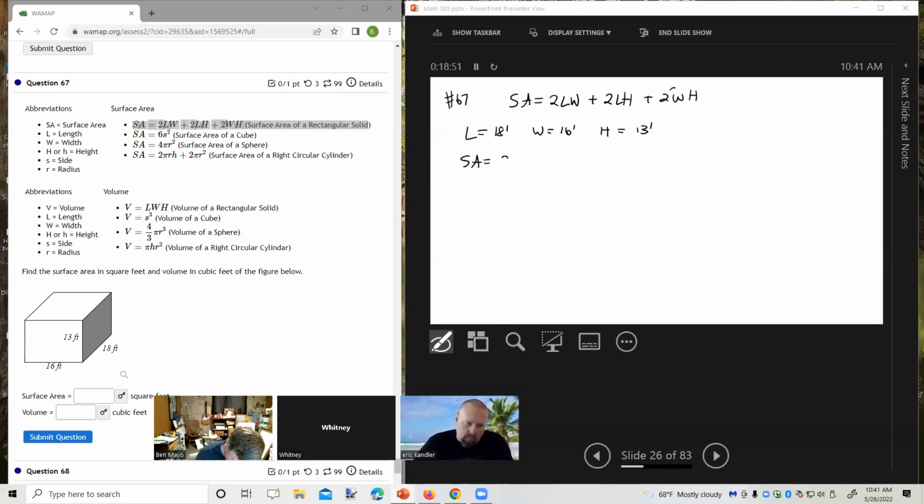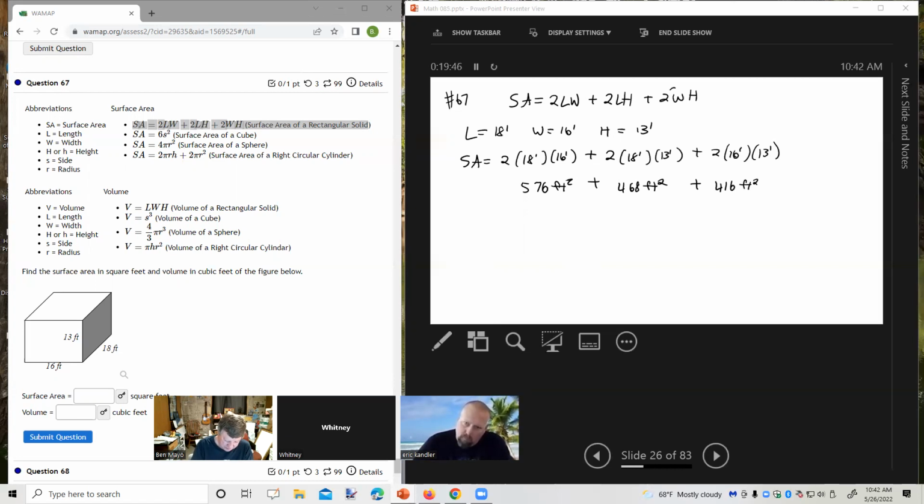So the surface area is going to be 2 times 18 feet times 16 feet plus 2 times 18 feet times 13 feet plus 2 times 16 feet times 13 feet. 2 times 18 times 16 is 576 square feet. 2 times 18 times 13 is 468 square feet. 2 times 16 times 13 is 416 square feet. Adding those three together, 576 plus 468 plus 416, we get 1,460 square feet. So that's the surface area.